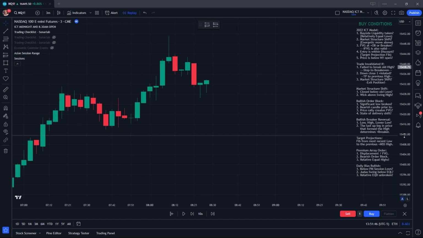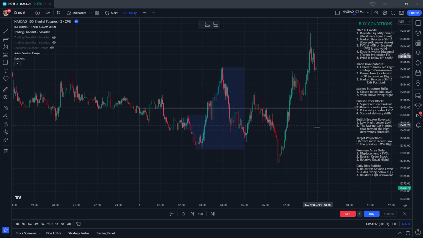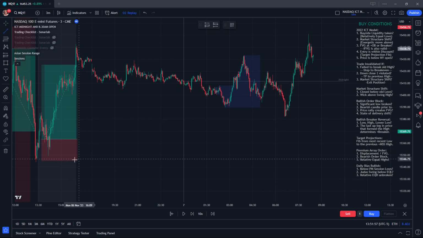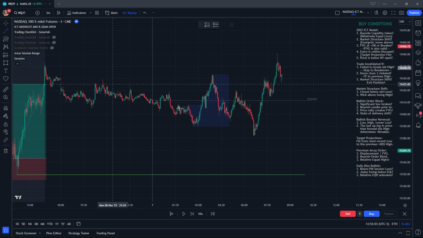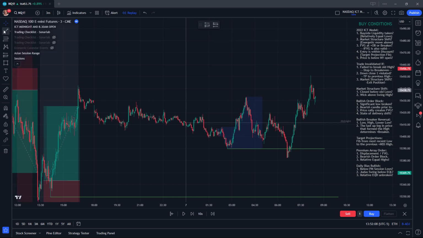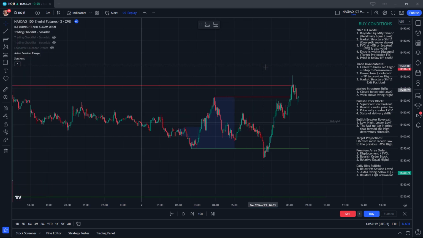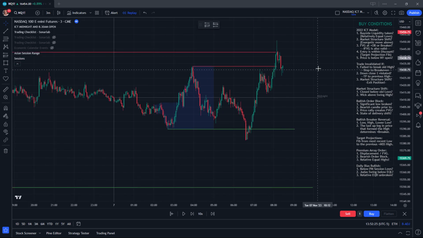Okay, right, so let's do what we usually do, which is to try and confirm this bias. So we're going to be looking at the PM session lows and also the London session lows. And then I guess we can also look at the London session highs as well, and also the PM session highs. And so both of these levels have actually been traded into.